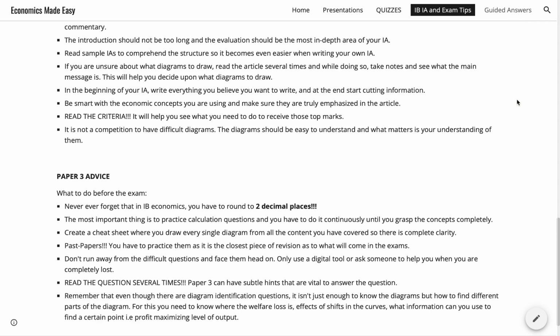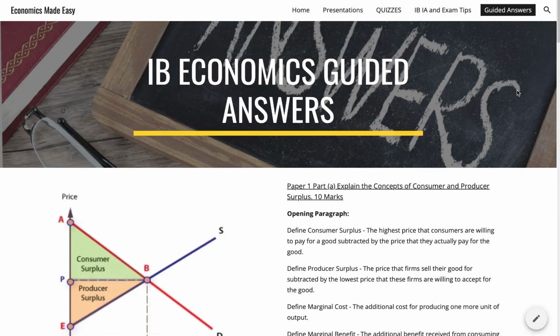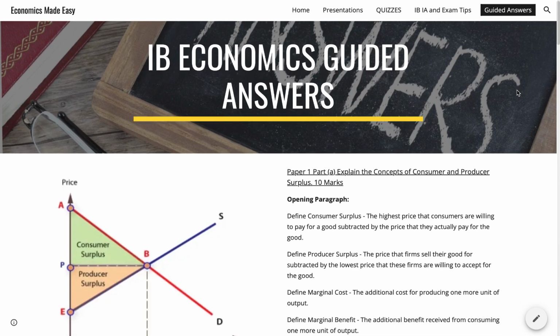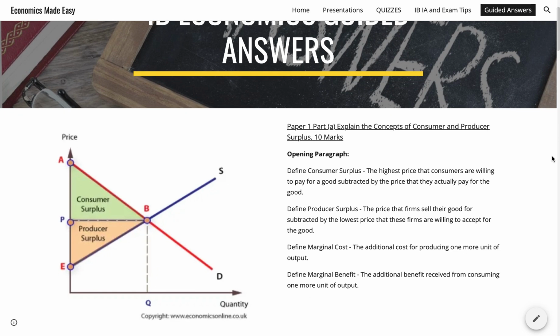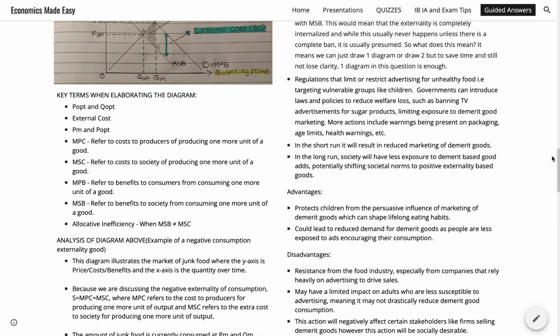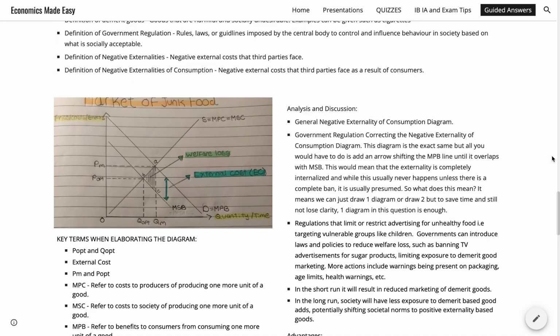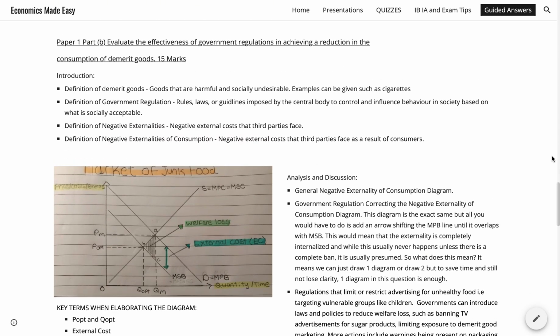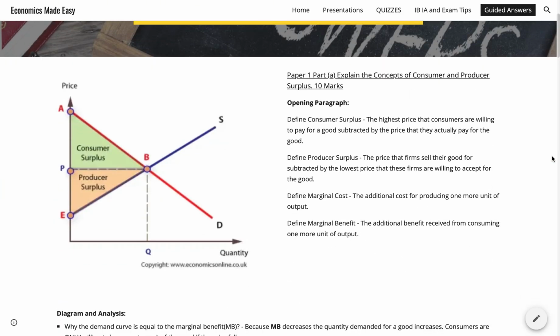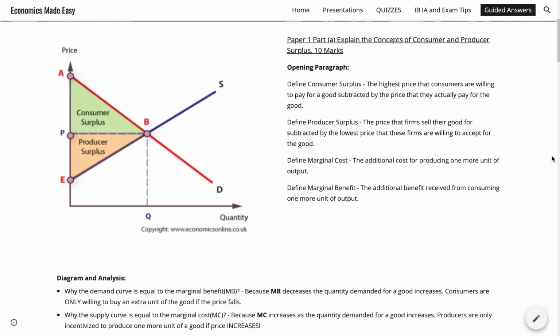Now, this is also another section which definitely took a lot of time along with the quizzes, and that's the IB Economics guided answers. So you have 10 mark questions and 15 mark questions in paper 1. The 10 mark question usually takes about 20 to 30 minutes, and then the 15 mark question is the one that takes a bit longer. It will take probably at least 50 minutes to give a good response, 45 to 50 minutes. So I've answered 3 questions here already, and there's a lot more to come.